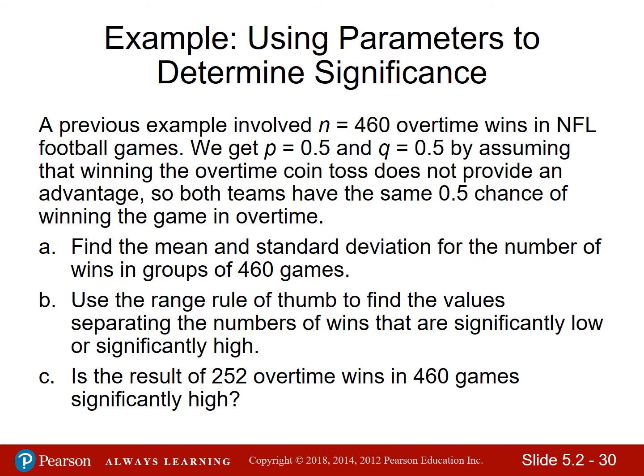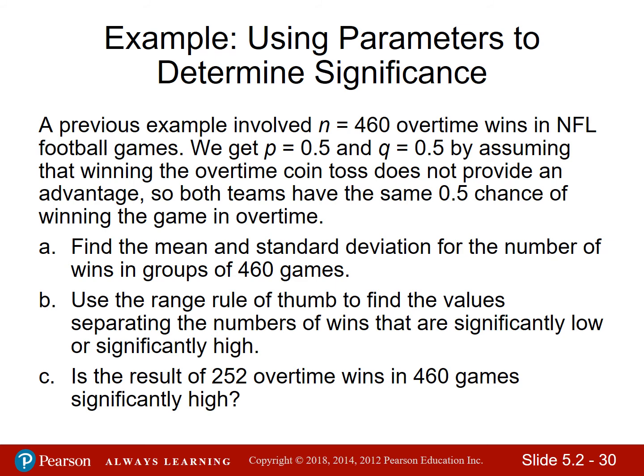So this is about the same game as the previous example, involving n equals 460 overtime wins in NFL football games. We get p equals 0.5, q equals 0.50, and by assuming that winning the overtime coin toss does not provide an advantage, both teams have the same 0.50 chance of winning the game in overtime. Find the mean and standard deviation of the number of wins in a group of 460 games.